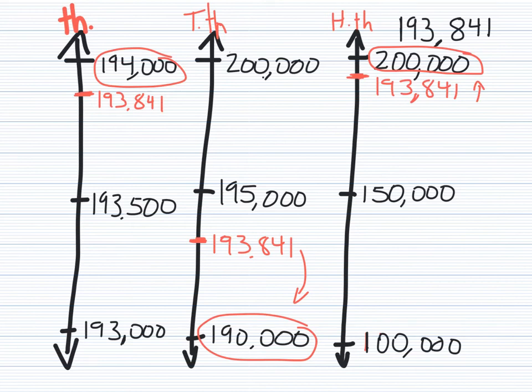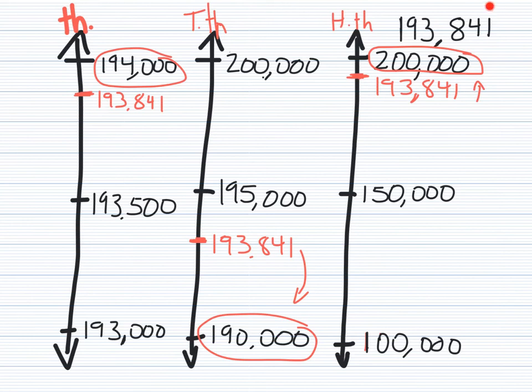So now we took the same number, 193,841, and we rounded it to the thousands, to the 10 thousandths, and the 100 thousandths. And we got 3 different answers. When it's rounded to the nearest thousand, it's 194,000. Rounded to the nearest 10,000, it's 190,000. And rounded to the nearest 100,000, it's 200,000.